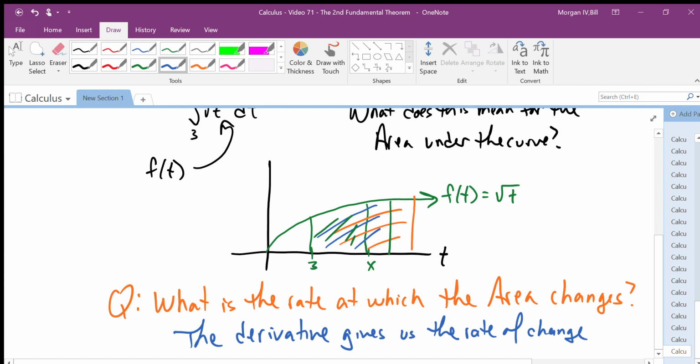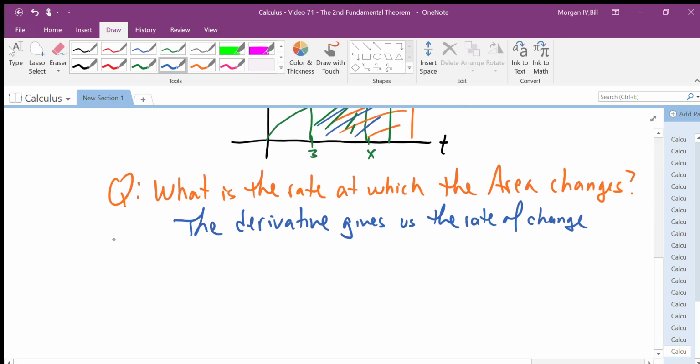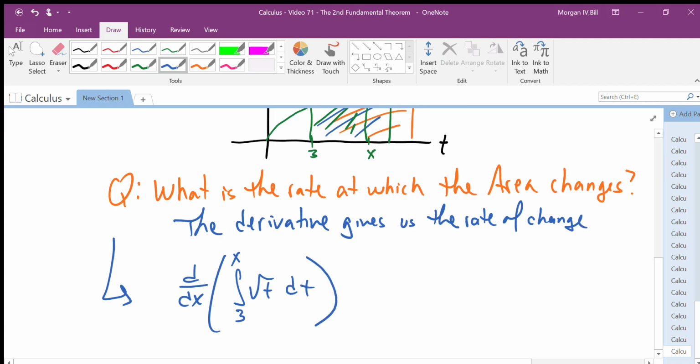Okay, so if I want to answer this question, what is the rate at which the area is changing? I have this. The answer to that question is the derivative with respect to x of the integral from 3 to x of square root of t dt. It's the derivative of that area as the area changes. That gives us the rate of change.